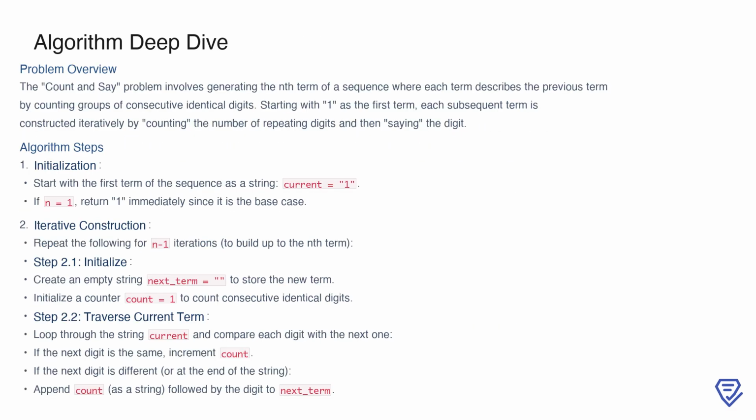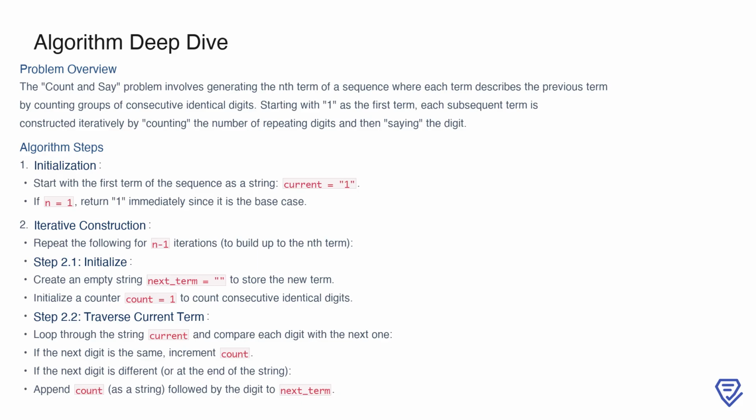To understand the count and say problem, let's start with the sequence itself. The sequence begins with 1, and each term is generated by describing the previous term in terms of consecutive repeating digits. For example, starting with 1, the next term describes it as one 1, which becomes 11. The process then continues iteratively.